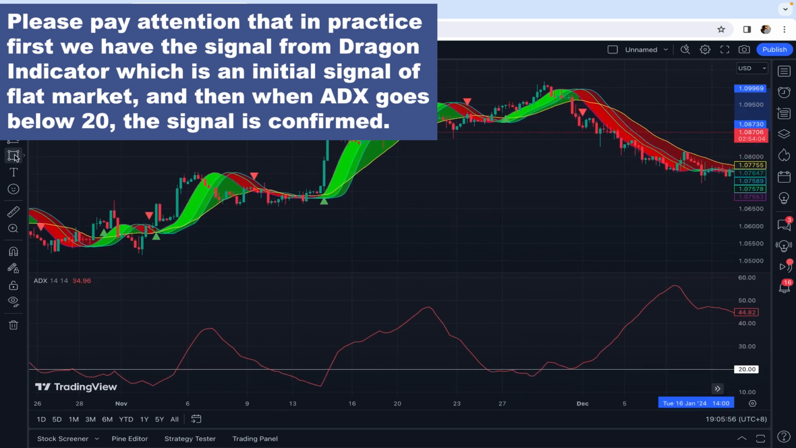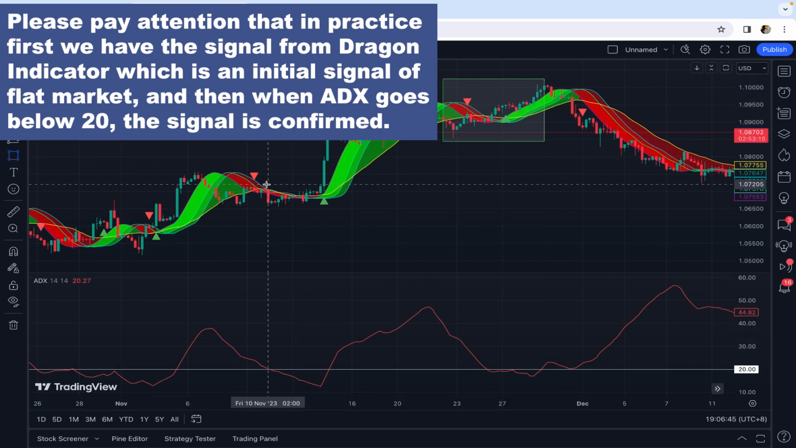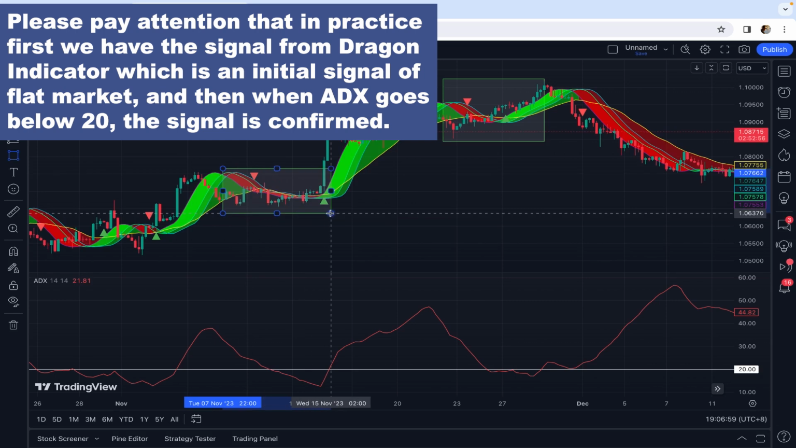Or another example here, you can see that ADX is below 20 at this point. So based on ADX, we can say that the market is flat from here and this indicator turned to red from this point. So by mixing them, we can say that the flat market started from here up to this point. Or another example here, based on ADX, we can say that the flat market started from here. This indicator shows the color changing to red from this point. So we can say that this is the flat market up to here.